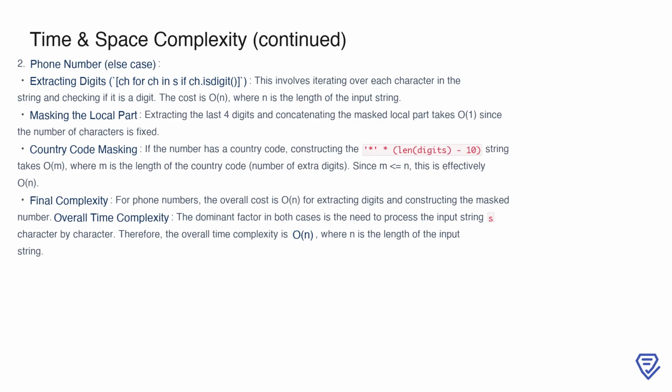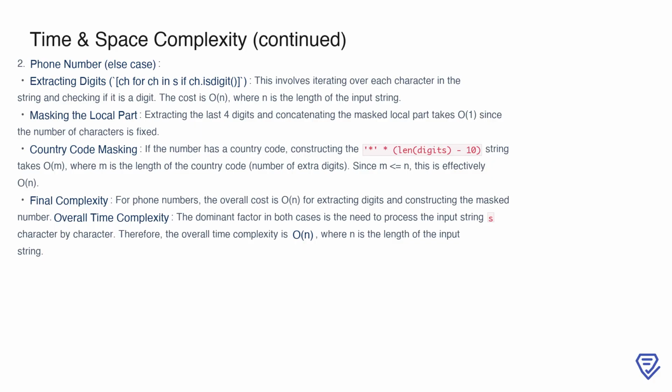This involves iterating through every character to check if it's a digit, resulting in a time complexity of O(n), where n is the string length. Masking the local part, which consists of extracting the last 4 digits and concatenating the masked portion, is a constant time operation, O(1), since the number of characters involved is fixed.